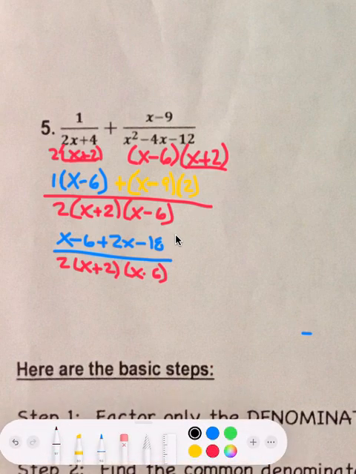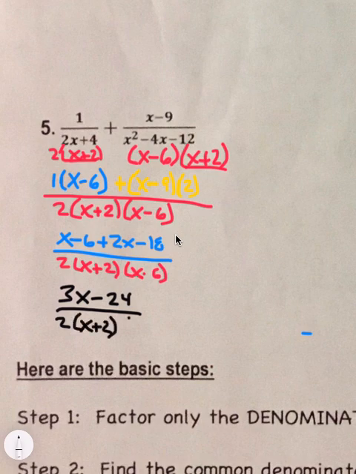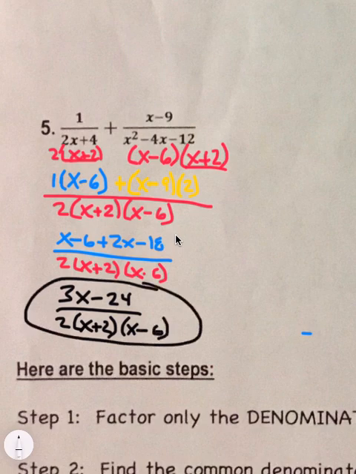And finally we end up with 3x minus 24 over 2 times x plus 2 times x minus 6. And there you go.